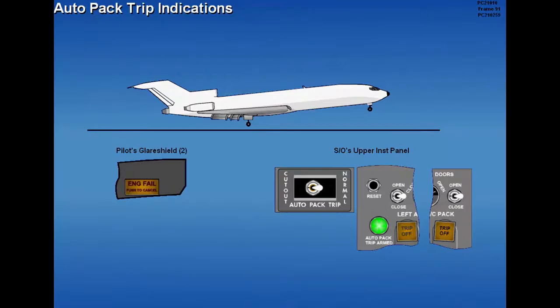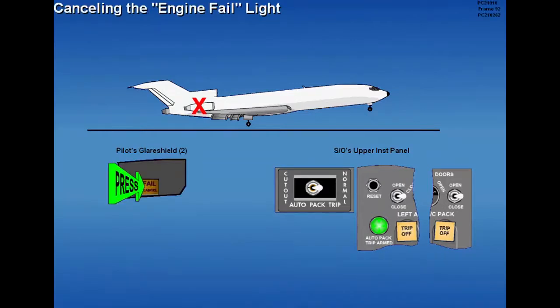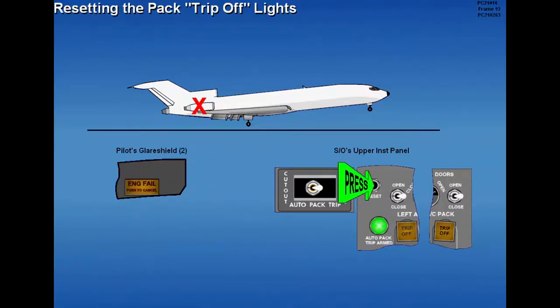During takeoff or initial climb with the auto pack trip system armed, a loss of thrust on any engine causes the engine fail and pack trip-off lights to illuminate, closes both pack valves, and interrupts power to the pack cooling fans, preventing their operation. The engine fail lights are canceled by pressing either light. The pack trip-off lights are reset by pressing the bleed air pack reset button. Pack operation may now be restored.